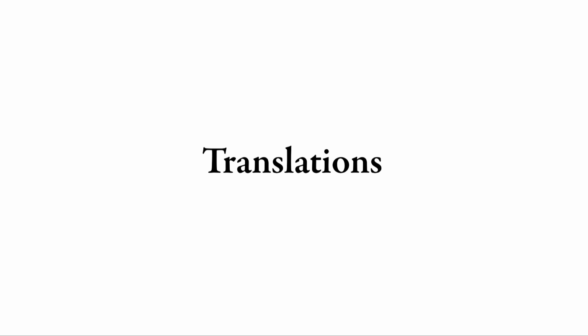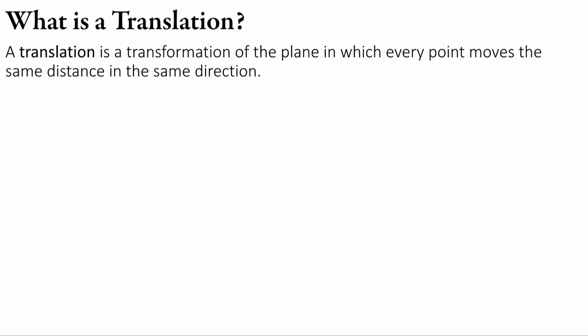In this video, we're going to look at one of our transformations of the plane called a translation. A translation is a transformation of the plane in which every point moves the same distance in the same direction. So here we have the points A and B and C, and each of them is being translated. So notice each is moving the same distance and the same direction.